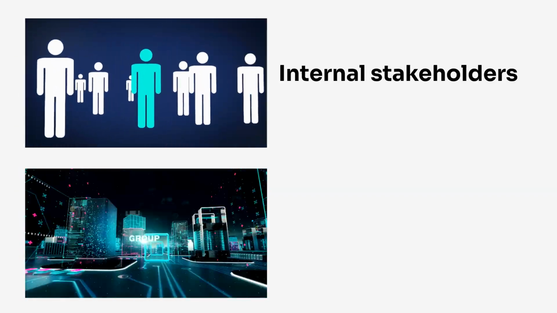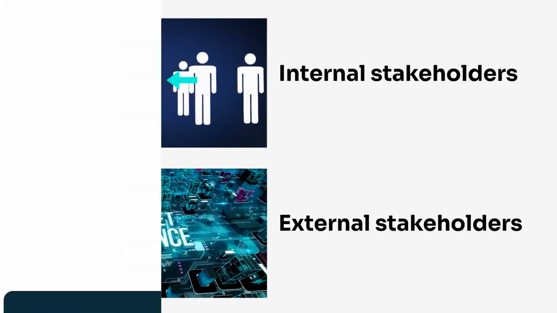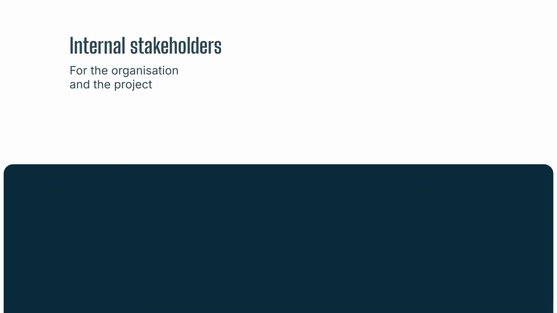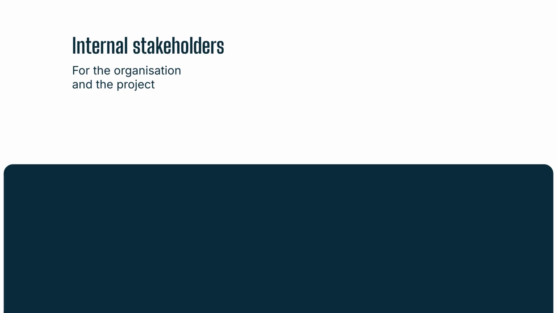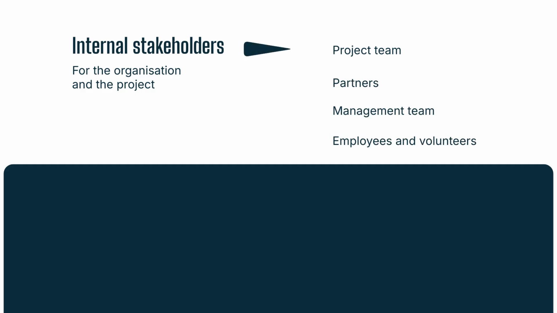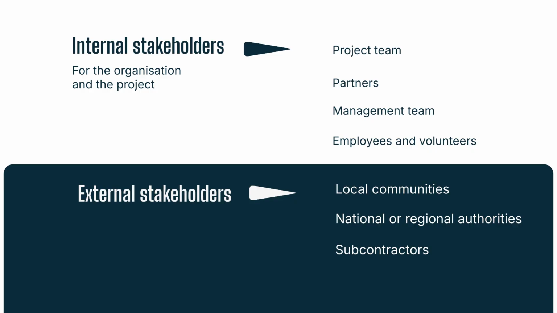Stakeholders in a project can be both internal and external. Internal stakeholders are part of the project itself or of the organization implementing it. They may include the project team, partners, management team, staff, and volunteers. External stakeholders include local communities, institutions, contractors, media, influencers, and other actors who have an interest in or will be affected by the project. Both groups have different expectations that we need to take into account when planning and managing our project.